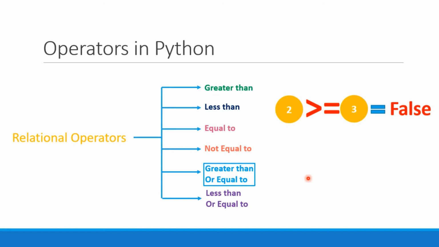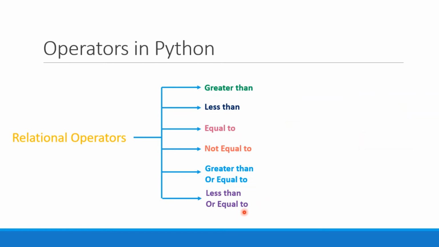Let's see an example in which the answer is true. For example, I have 3 and I have another number as 3, and I am applying this greater than or equal to. So here you can see that 3 is not greater than 3, but 3 is equal to 3. So one condition is true. It will give us the answer as true, because 3 is not greater than 3, but 3 is equal to 3, so the answer is true here.